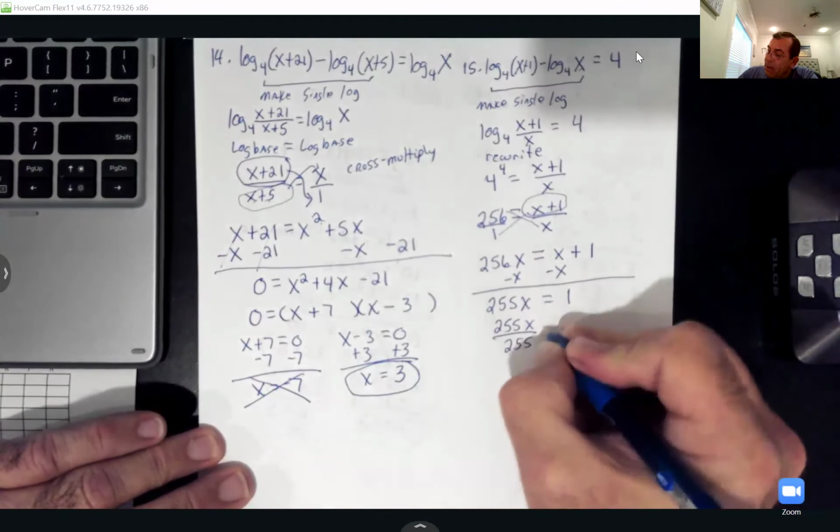Y'all look at that. Those cancel, leaving my x. That's not going to divide, so my final answer will be 1 over 255. You're going to get a big fraction like that on your number 15 too, okay?